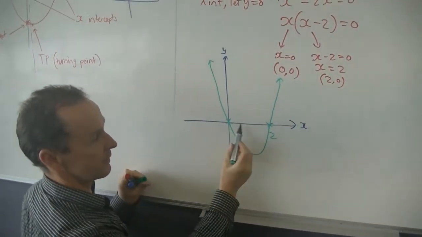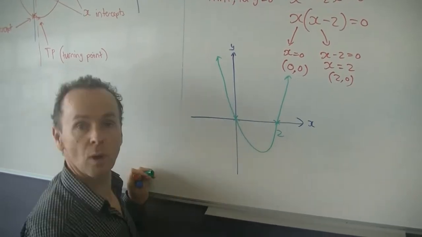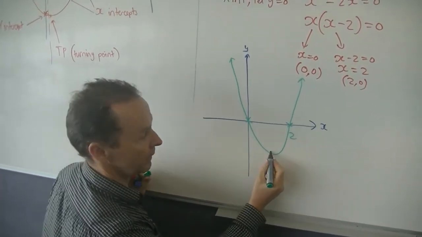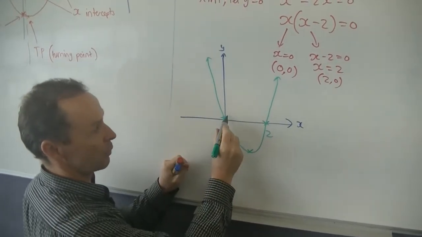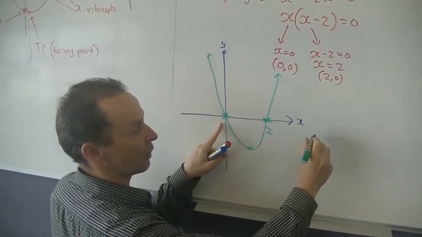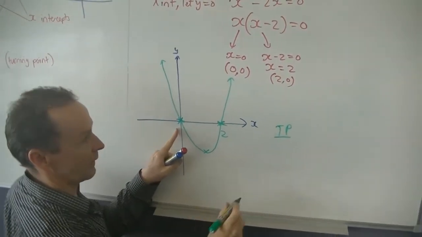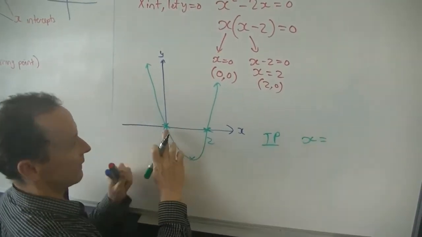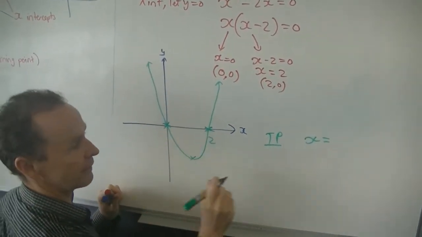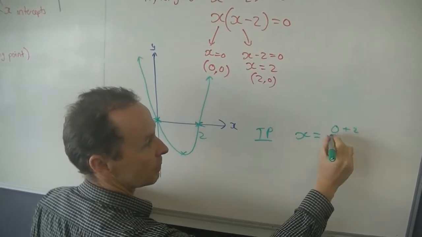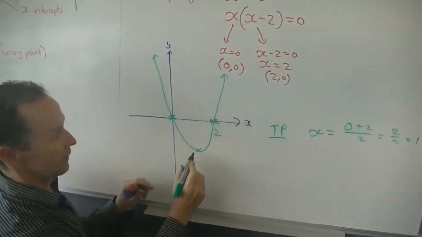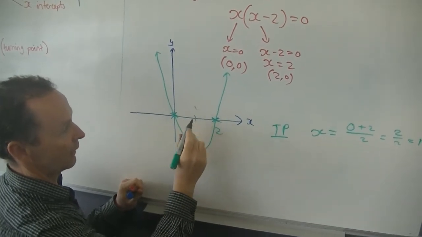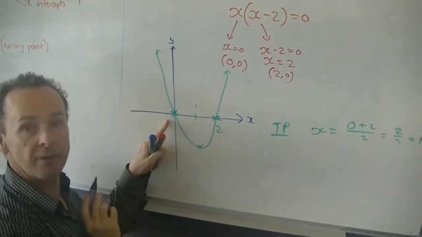We've got our x-intercepts at 0 and 2, we've got our y-intercept at 0, and our turning point is down here. So how do we find the turning point? Remember the turning point, the x value, is the average of those. The x value, the average, is you add the 2 together and divide by 2. So 0 plus 2 divided by 2, 2 over 2, which is equal to 1. So that x value is 1. And that makes sense because it's in between 0 and 2.